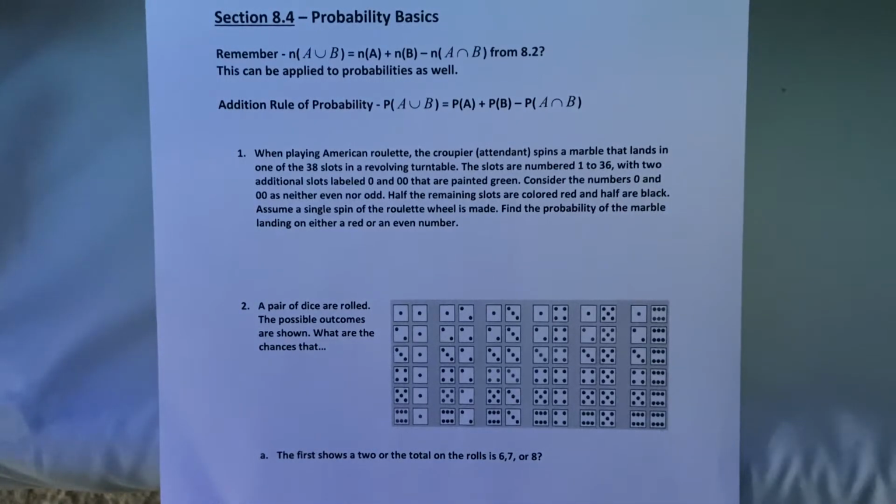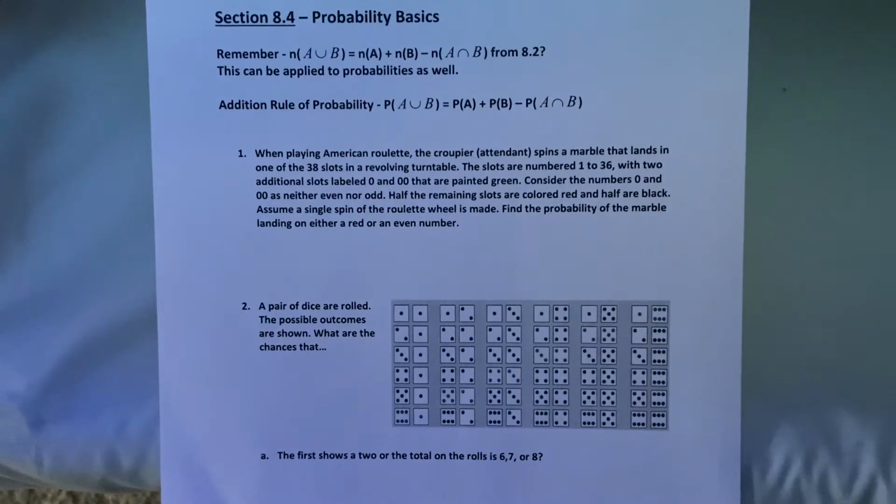Okay, business algebra 8.4 puts us in some actual scenarios with probability and to see how we should handle them. So remember that the number in the union of two sets is the number in each set minus the number in the intersection. So the addition rule of probability says the same thing. The probability of two events occurring, one or the other, is the probability of each event occurring minus the probability that they both occur at the same time for the same reason.